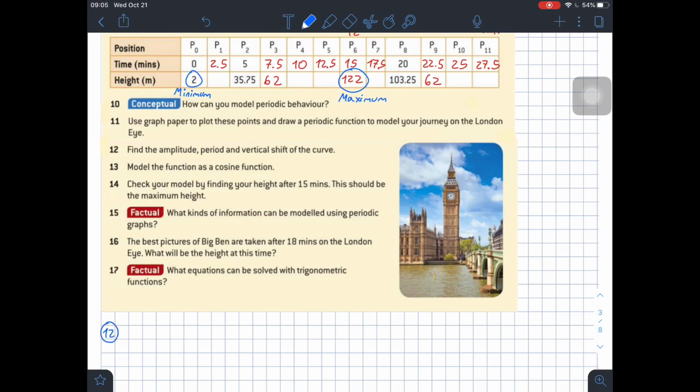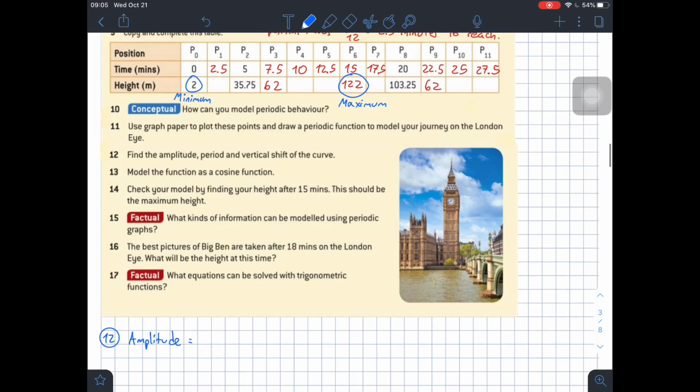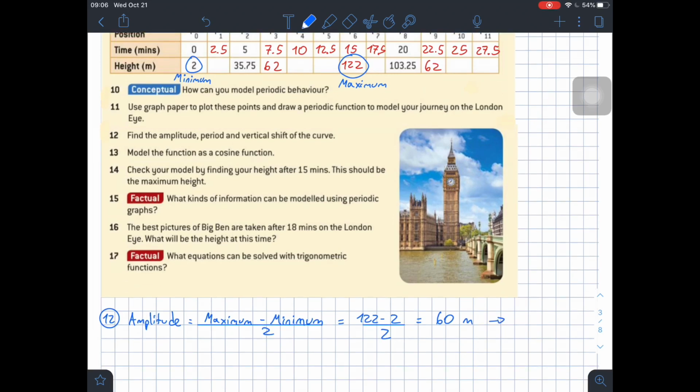I'm going to add 12. We're going to say that the amplitude is found by performing the maximum minus the minimum. That's the distance between both. And we need to divide this distance by 2 because it's half of that distance. So it's 122 minus 2 divided by 2. This is 120 divided by 2, that's 60 meters. So this is the value of the amplitude, right? That means that the value of A would be equal to 60. This is one thing we already know.